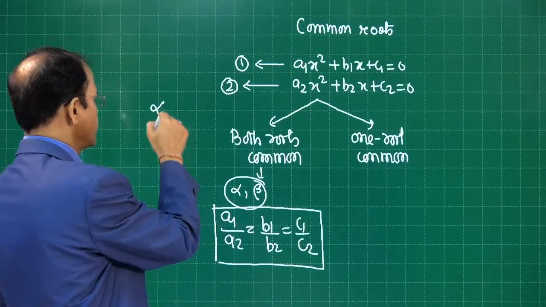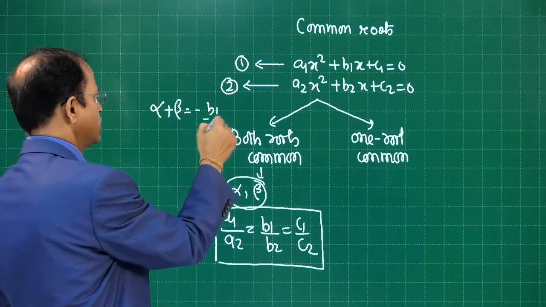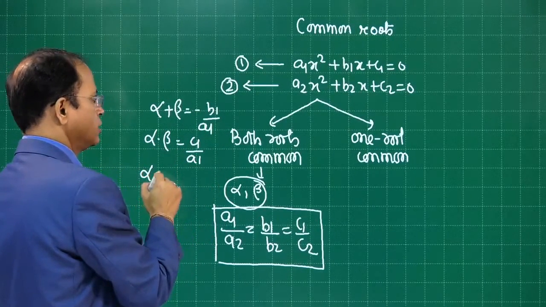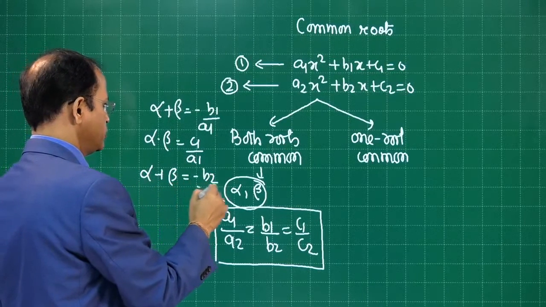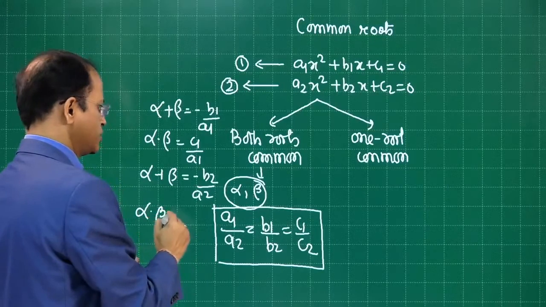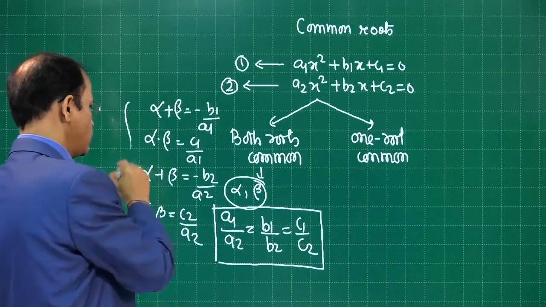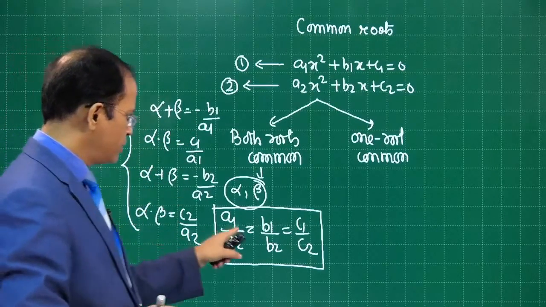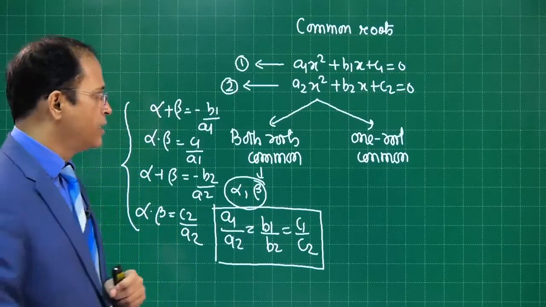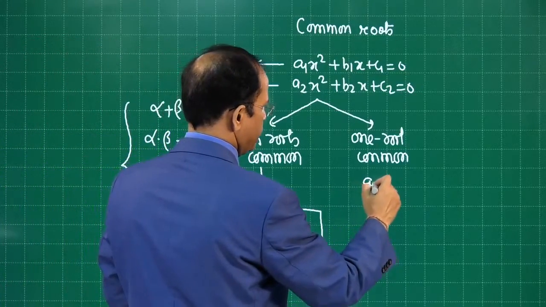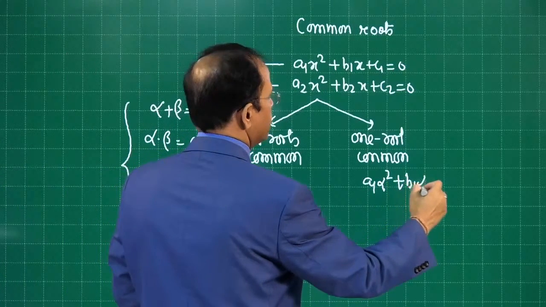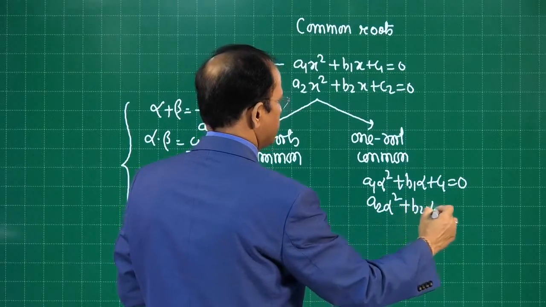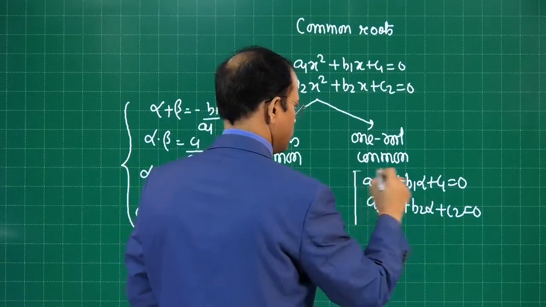How is it so? Alpha plus beta is minus b1 by a1, right? Alpha into beta is c1 by a1. Again, alpha plus beta is equal to minus b2 by a2. Again, alpha into beta is equal to how much? c2 by a2. So, when you equate all these things, we get this part. When you have one root common, we have a1 alpha square plus b1 alpha plus c1 is equal to 0, right? We have a2 alpha square plus b2 alpha plus c2 is equal to 0. Can you see that?